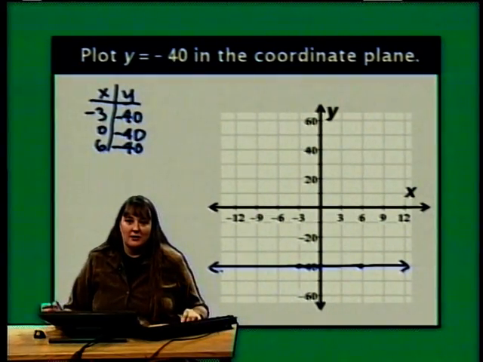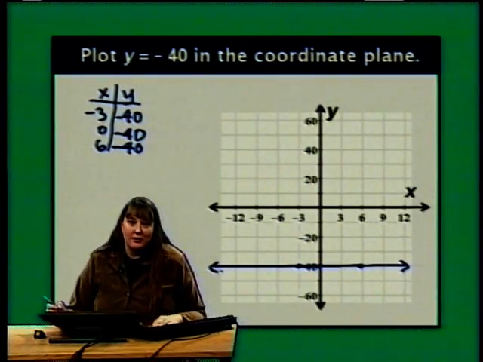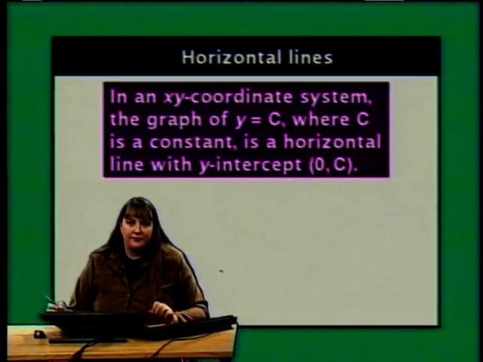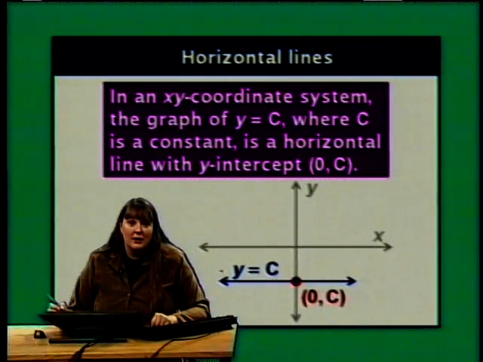So I have a horizontal line going through the 3 points in the table. In an xy coordinate system, the graph of y equals c, where c is a constant, is always going to be a horizontal line with y-intercept (0, c). In this diagram, I have a graph of a line y equals c. c is negative because c lies below the x-axis.